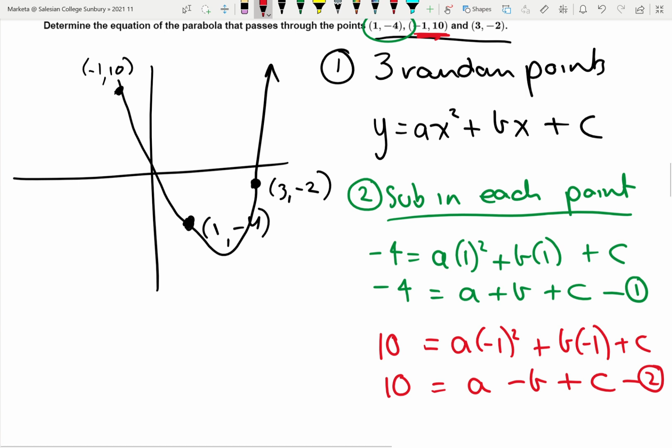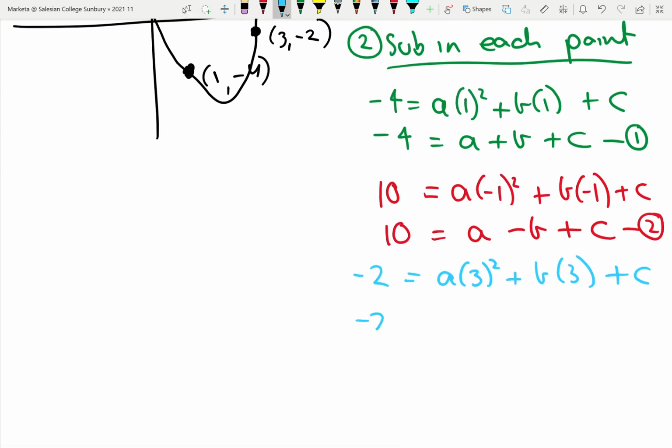Third one, let's do that in a different colour, maybe blue. So the third one, the point is 3, -2. So -2 equals a x, which is 3 squared, plus b times x plus c. So that is -2 equals 9a plus 3b plus c. And there is our third equation.